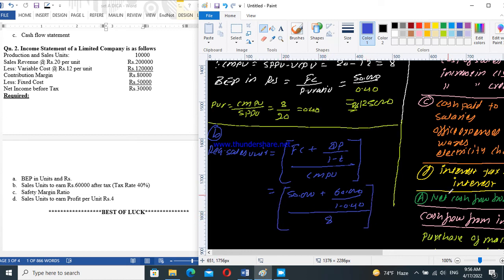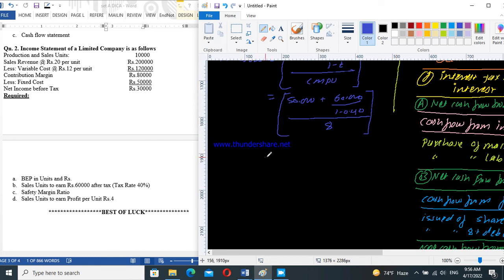Okay, now you can finalize your answer. 50,000 plus 60,000 divided by 0.6, 1 lakh divided by 8, is equal to 50,000 divided by 8 plus. The amount is 18,750 units. Okay, required B is also complete.